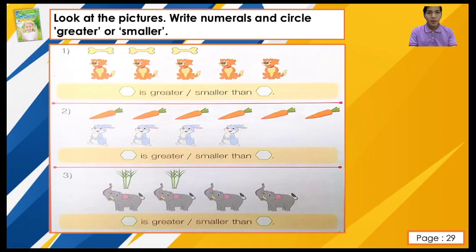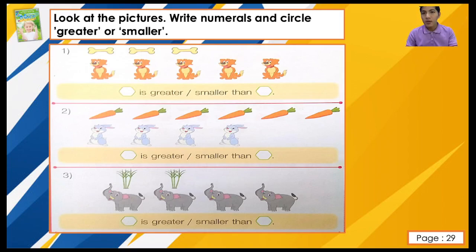This time, again, look at the pictures. Write numerals and circle greater or smaller. This is on page 29 of your book. Alright, grade 1? So let's answer. Number 1, what do you see? Correct, there are bones and dogs.